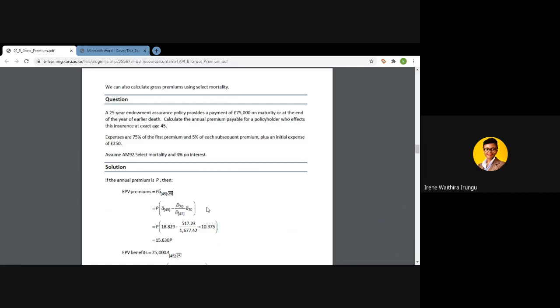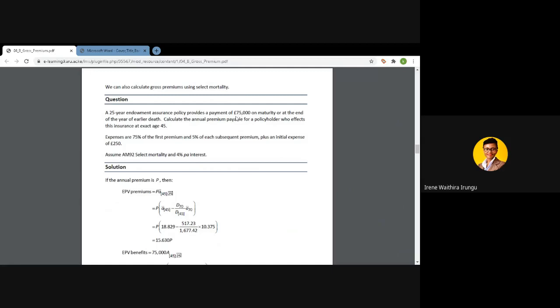So that is the only difference. Otherwise, you read the correct values, paying attention to the select tables. In this case, where you have the ages as select, that is at age 45. So we can now look at the EPV for the benefits.